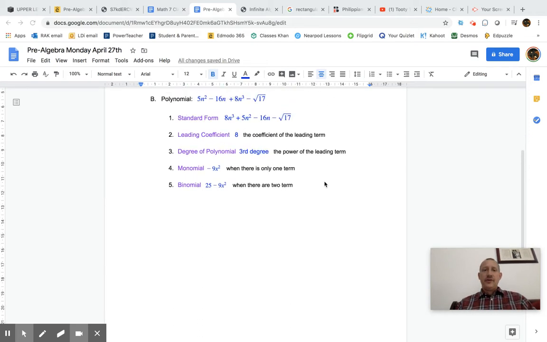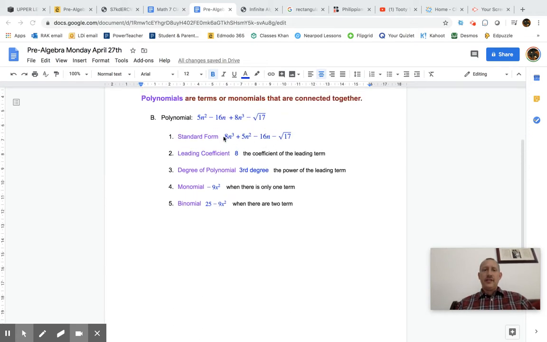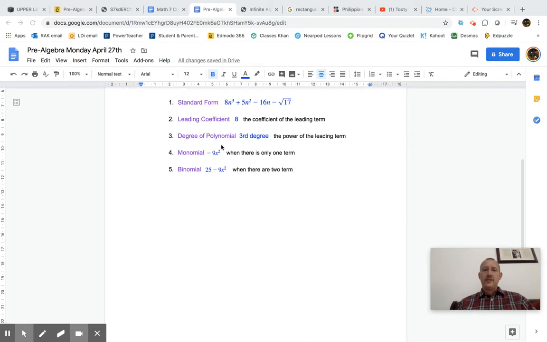The degree of the polynomial is also, you look at your leading term when it's in standard form, and that power is going to be your degree. Monomials are polynomials of only one term. Binomials are polynomials of two terms. Trinomials are three terms, and so on.